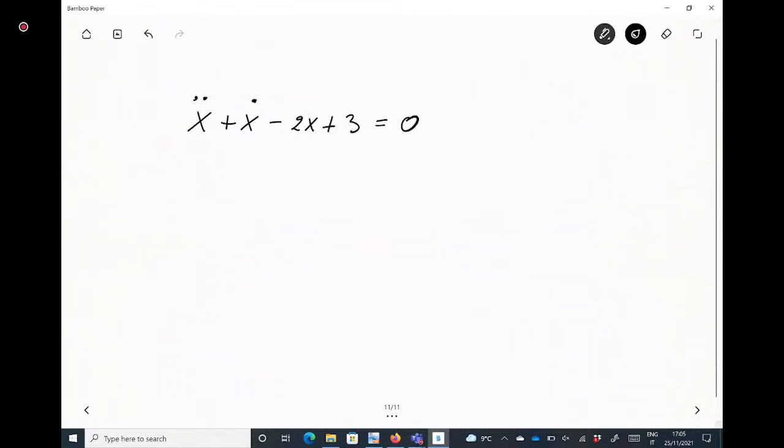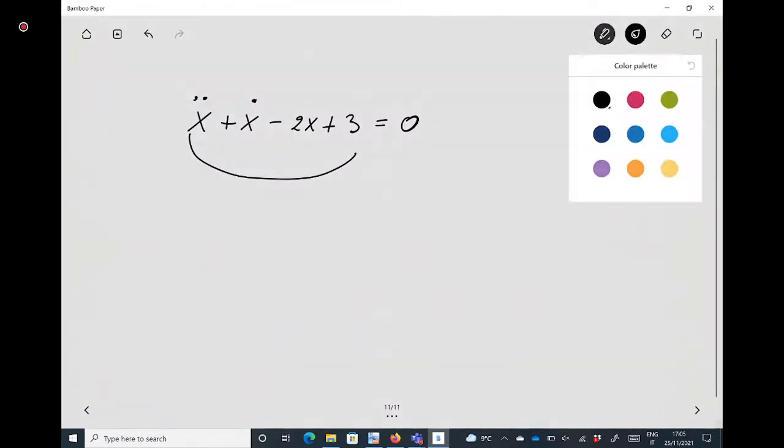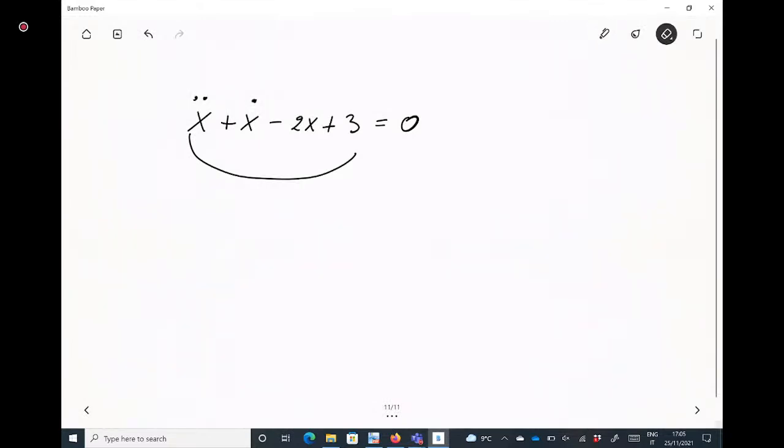Okay, so you have a mathematical expression that involves both the second time derivative and the first time derivative and the value of the function and possibly a constant. This is a second order, in this case, linear differential equation. So we have many different types of equations. We only deal with first order.